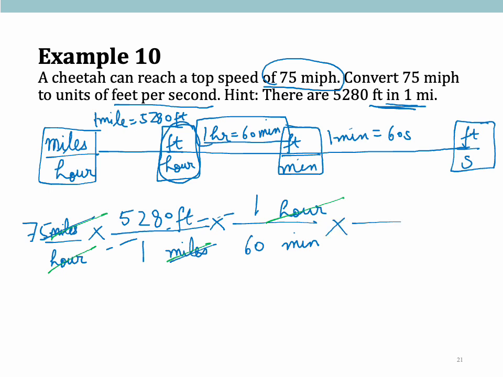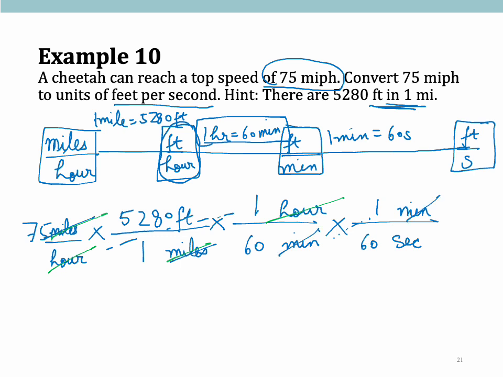Now again, my next conversion is minutes to seconds. Feet stays as it is, so I'm not touching this. My minutes are right here, so I need to convert minutes to seconds. So what is my conversion? 1 minute, 60 seconds. My minute is here, so my second minute should go right across, opposite direction, and seconds will go in the bottom. 1 minute, 60 seconds. Minute and minute cancelled.